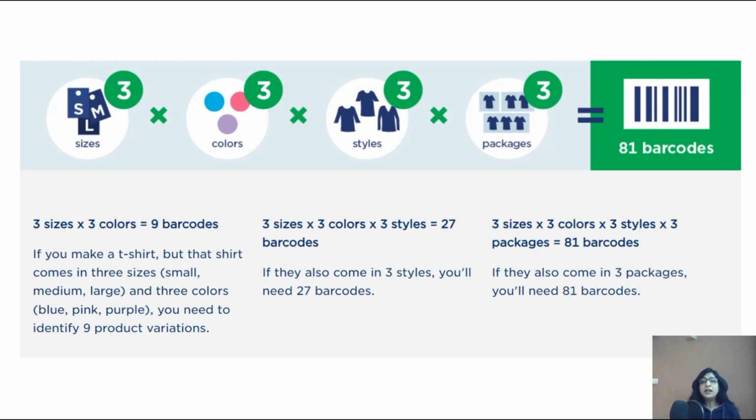If it's style, then again into 3, and if there's a variation in the packaging, that means it comes in a single t-shirt or 2 t-shirts or a pack of 3, then again for each pack a unique barcode is required. So if you have all the 4 variations for that single product, then 81 barcodes will be required to uniquely identify each product that you are selling on the marketplace.